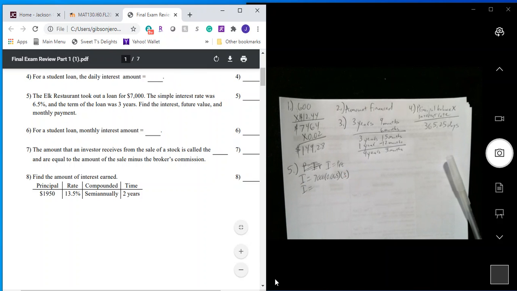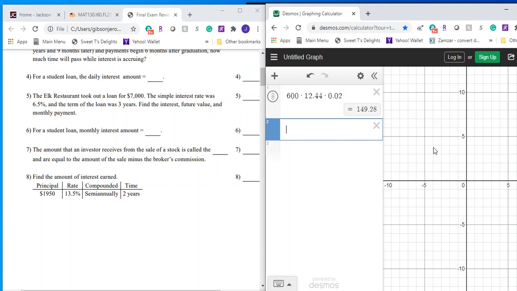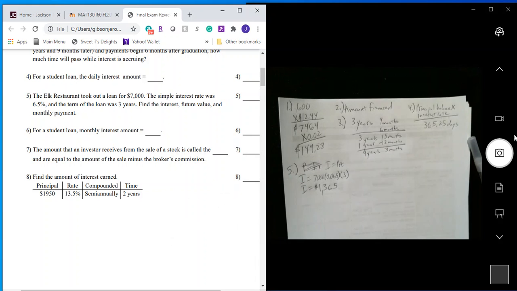So we will put that in our calculator. We will have 7,000 times 0.065 times 3. So that would give us $1,365. Now this would be the interest.